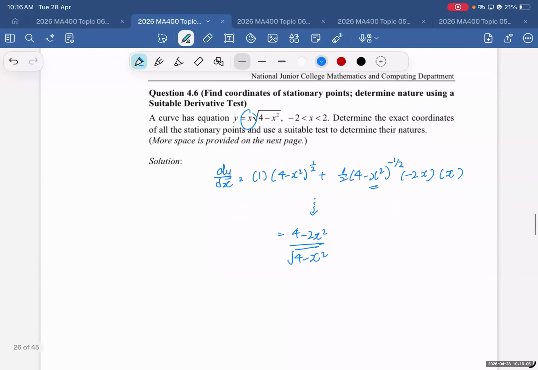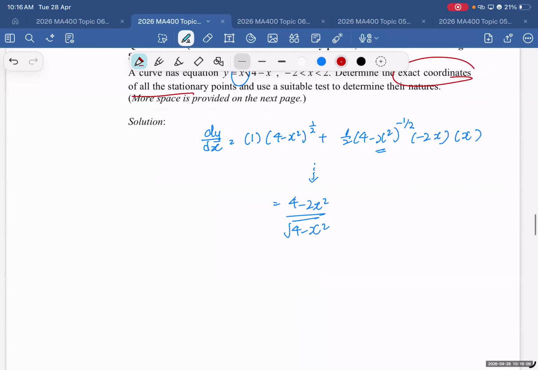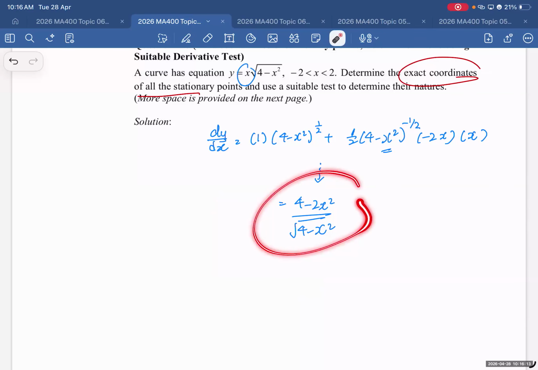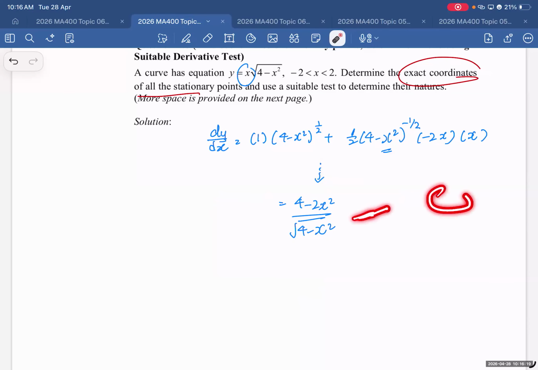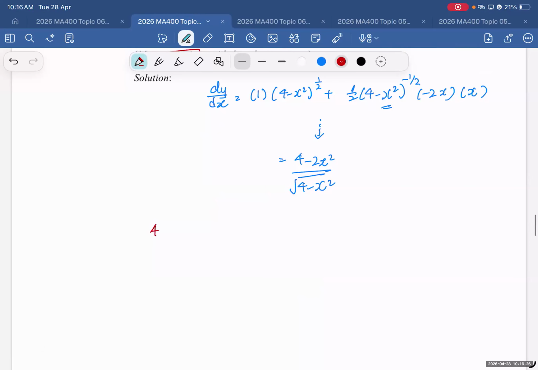Then I equate this to 0. The key thing is that it is very useful to pack my dy/dx into one singular function. I'm not leaving it like that. Why? Because remember, last time I said if you equate your dy/dx to 0, then this is easy. So now I equate (4 minus 2x squared) over the square root of (4 minus x squared) to 0, because we are finding stationary points.